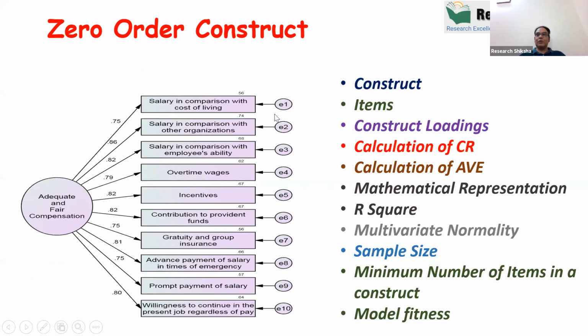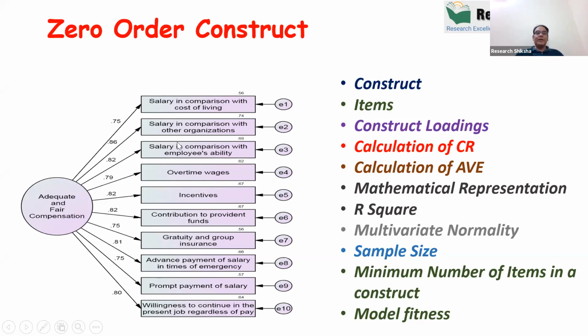It is one of the zero order constructs, and a zero order construct is a construct which cannot be measured directly. The zero order constructs are those constructs which cannot be measured directly. They can be measured with the help of items, and all the items are represented in the rectangles. So you know that construct item is the variable or the statement which is used to measure the construct, and all the numbers are known as construct loadings.